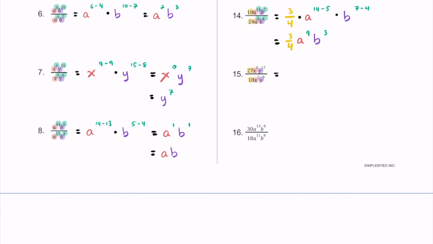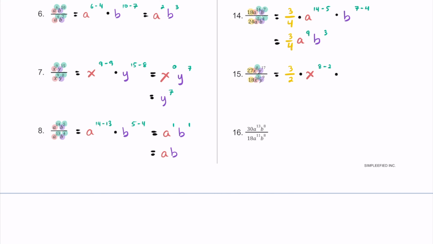Starting with those coefficients, 27 and 18, I think their GCF is 9. So dividing 27 by 9, we're going to get 3. And dividing 18 by 9, that's going to be 2. So we're going to have 3 halves. Then dealing with the base of x, let's write that x here, and that's going to be raised to the 8 minus 2 power using that quotient rule. That's going to be 8 minus 2.